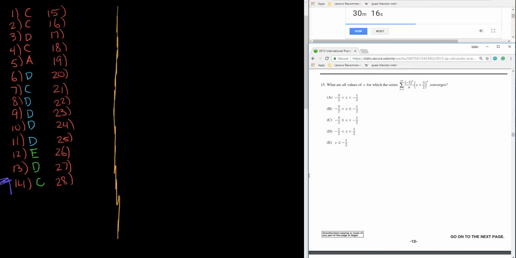What are all the values of x for which the series converges? Okay. So here, what we have is an alternating series. So if this, x plus 3 halves to the n over n, goes to 0, it'll converge. So what we're looking for is values for which that'll happen. And that will happen whenever x plus 3 halves is both less than 1 and greater than negative 1.